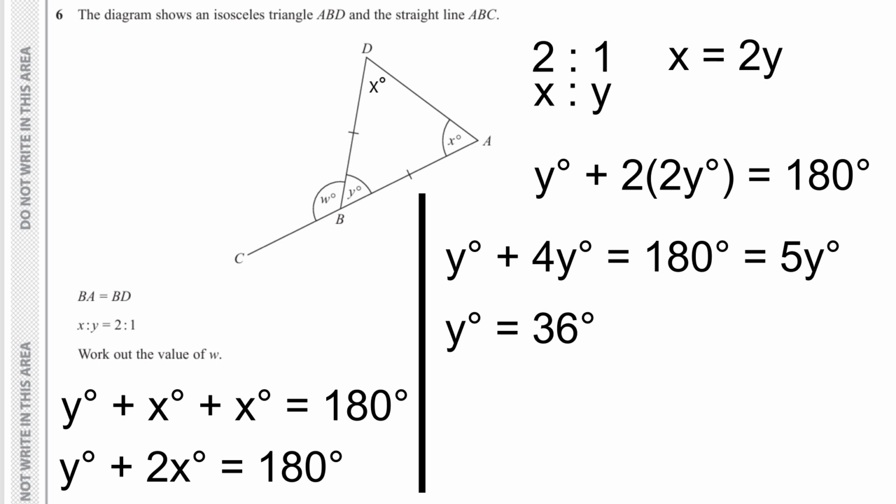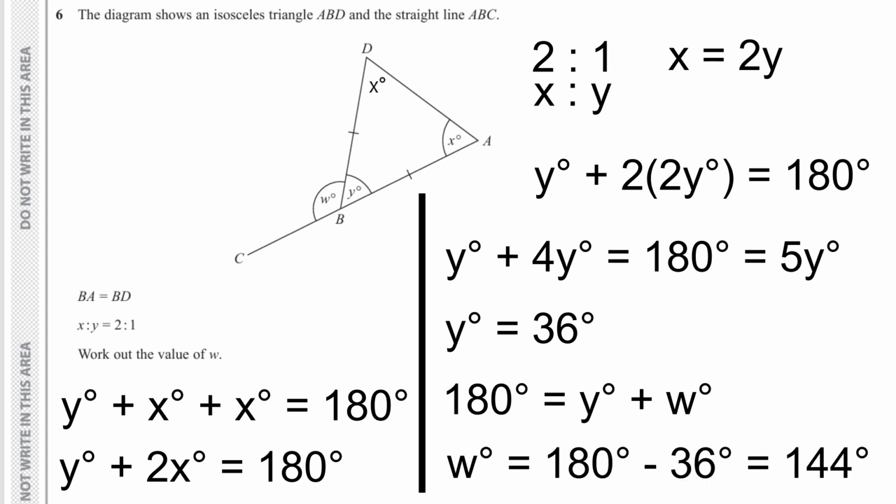Next up we want to use the fact that Y and W are on a straight line. It does tell us it's a straight line in the question. I've just assumed that, but it does say that in the question. It says ABC is a straight line, because these things aren't always drawn accurately. So 180 degrees is equal to Y degrees plus W degrees, because all angles on a straight line add up to 180 degrees. We know what Y is, so we can just rearrange this equation. So W degrees is equal to 180 degrees minus Y degrees. So W is going to be equal to 144 degrees.